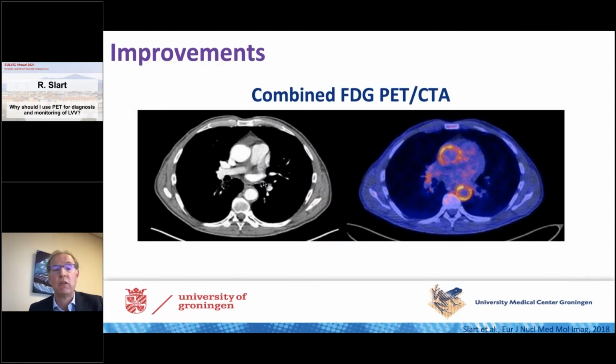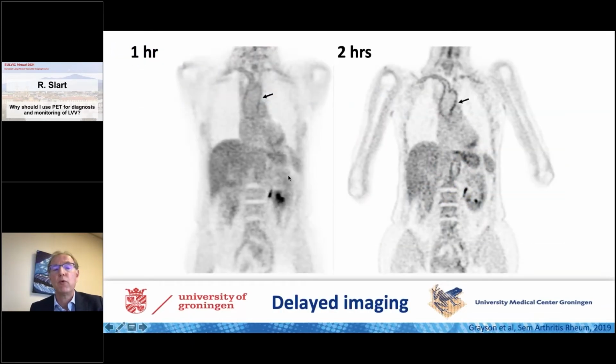We can also combine it with CT, this is a diagnostic CT. We combine molecular imaging with morphology, so they can add to each other. You can also improve your image by delayed imaging. Two hours was evaluated by Grayson. He saw a high signal in a true positive patient, and particularly in relapsing patients, it was of value.